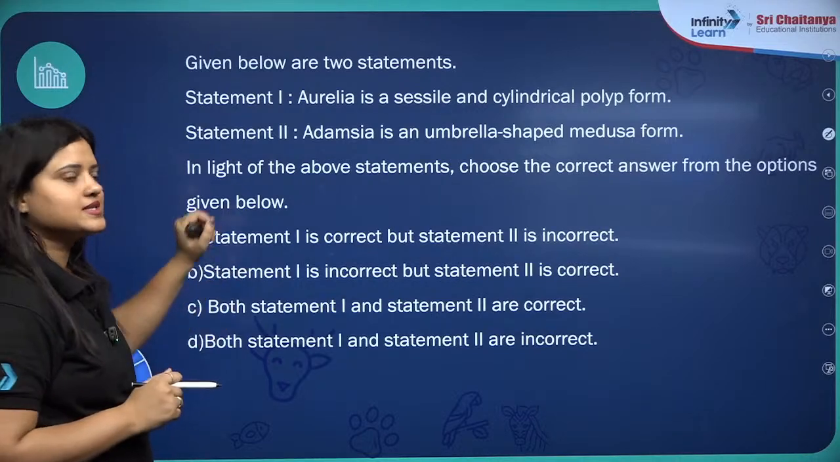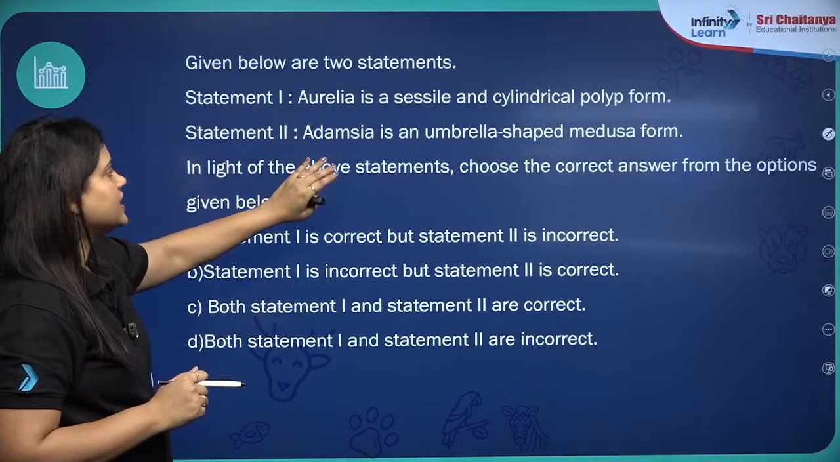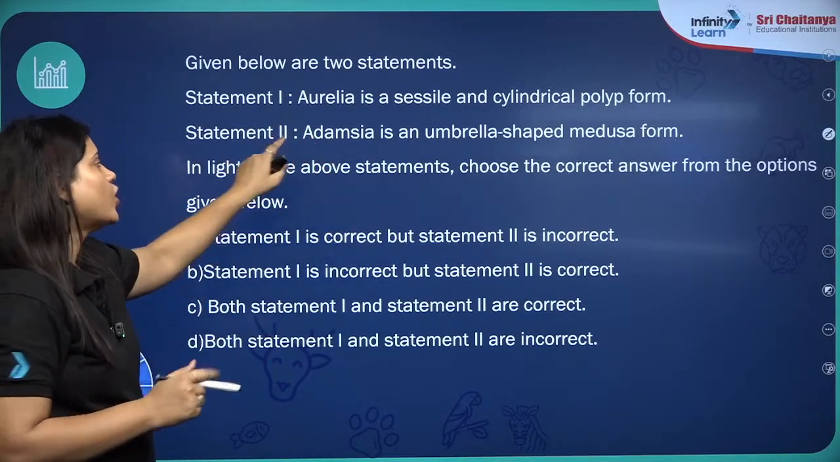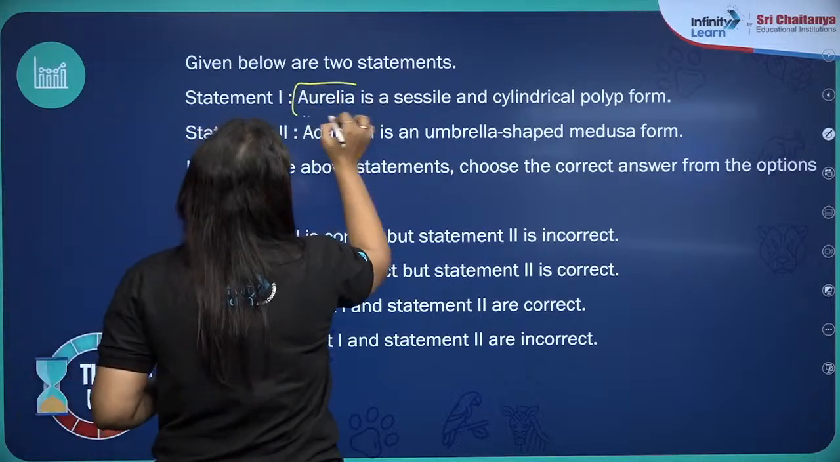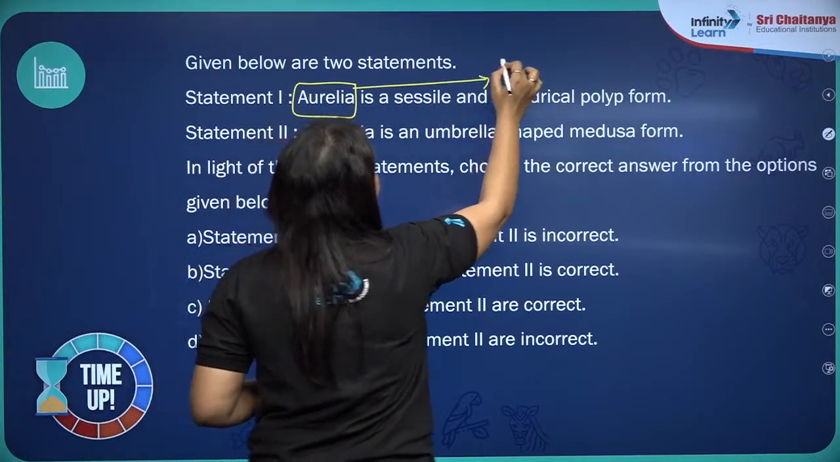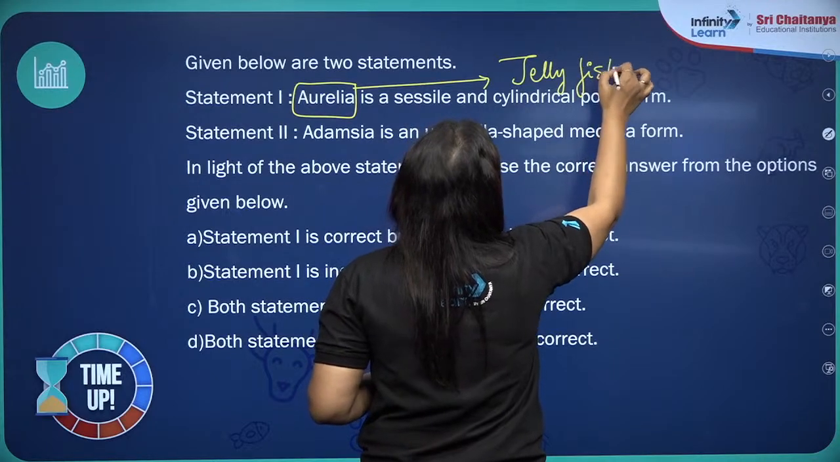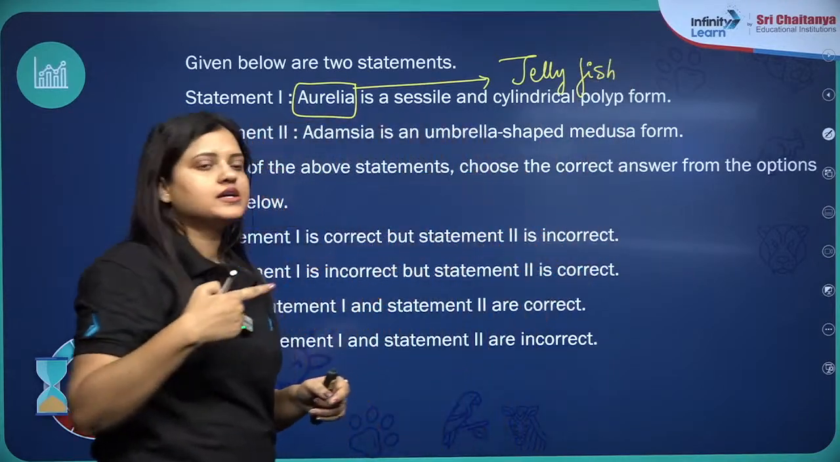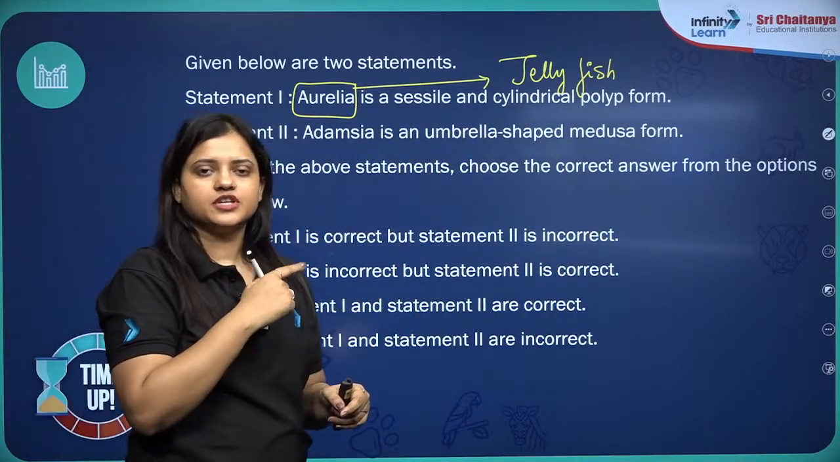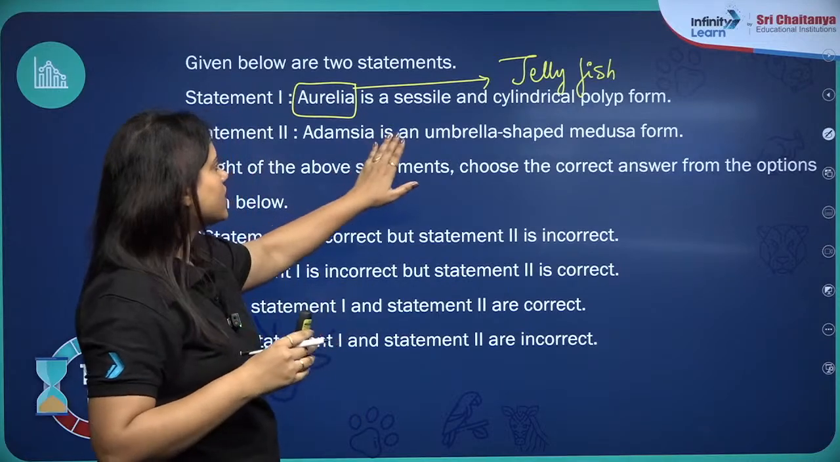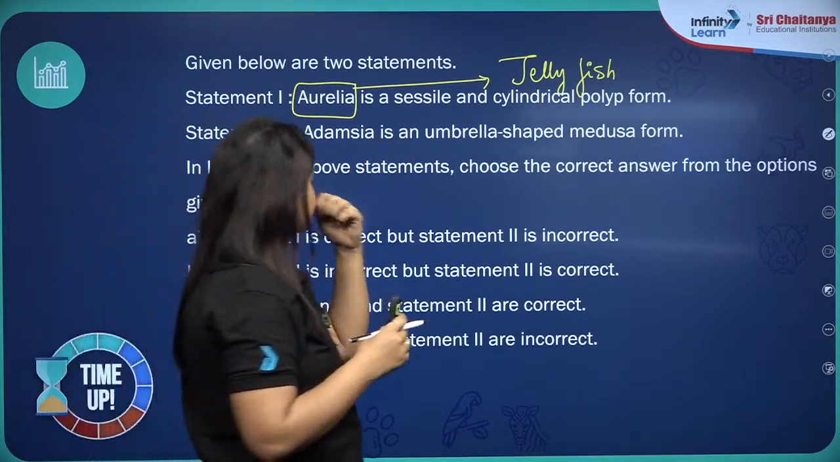Statement 1 says, Aurelia is a sessile and cylindrical polyp form. तो Aurelia कौन होता है? Aurelia is jellyfish. Okay, jellyfish क्या है? It's medusa. It's medusa and not polyp. Okay, so this is wrong.